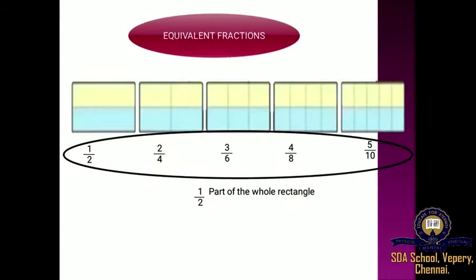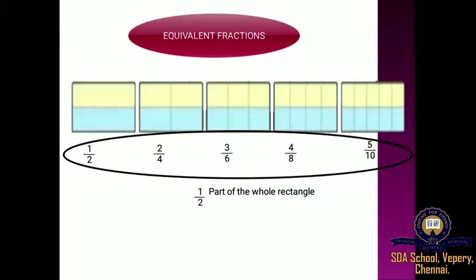When you cancel 2 by 4 in the 2 times table, you will get 1 by 2. 3 by 6, when you cancel it, you will get 3 ones are 3, 3 twos are 6. So it is 1 by 2. Also 4 by 8, 4 ones are 4, 4 twos are 8. So it will also give 1 by 2. And 5 by 10, you can cancel this in the 5 times table. 5 ones are 5, 5 twos are 10. So it will also give 1 by 2. So all these represent 1 by 2 part of the whole rectangle.